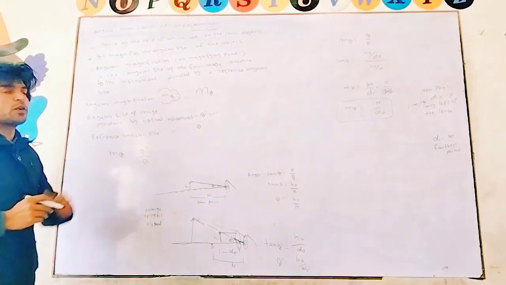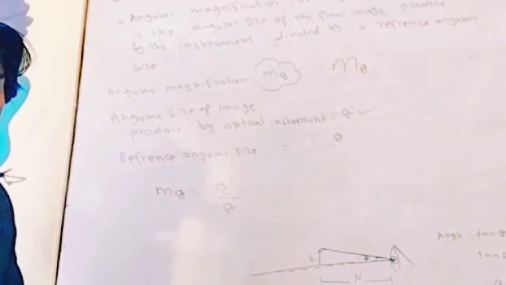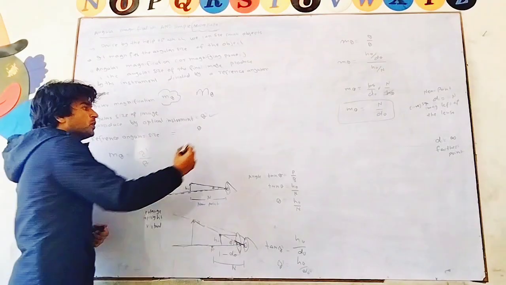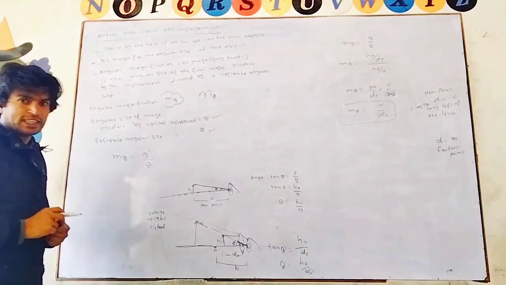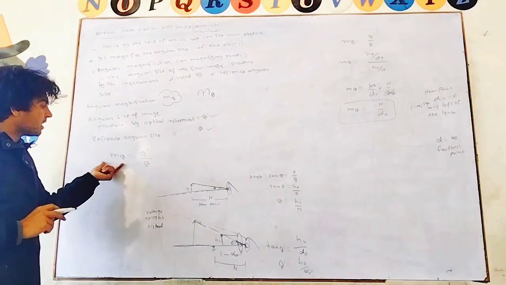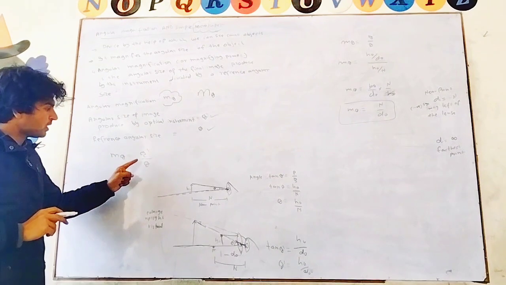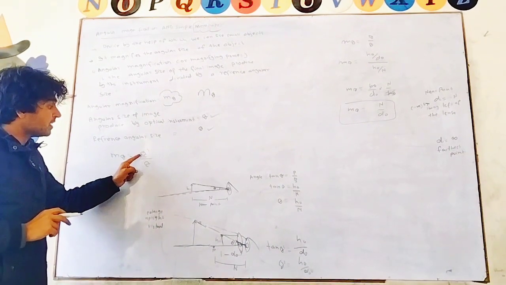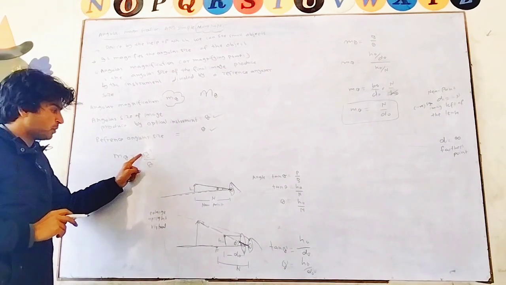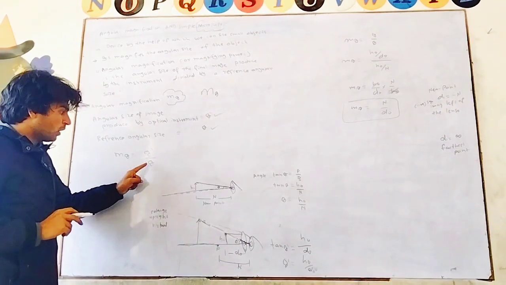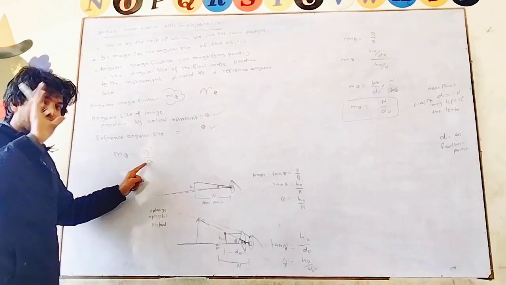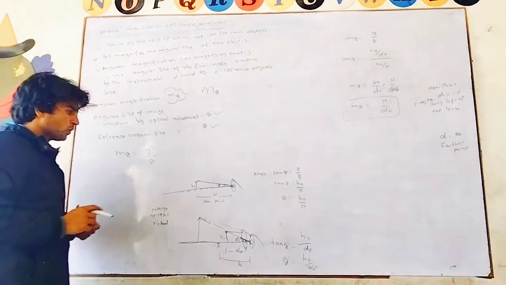And the reference angular size is the angular size observed without the glass. So angular magnification is a ratio: the angular size with the magnifying glass or lens, that is the magnified image, divided by the reference angular size.